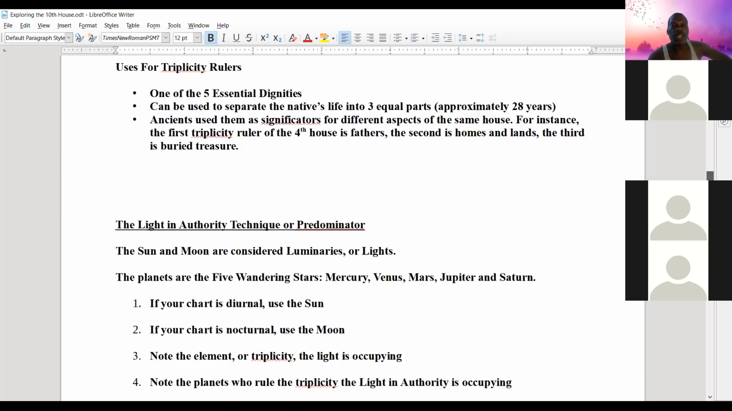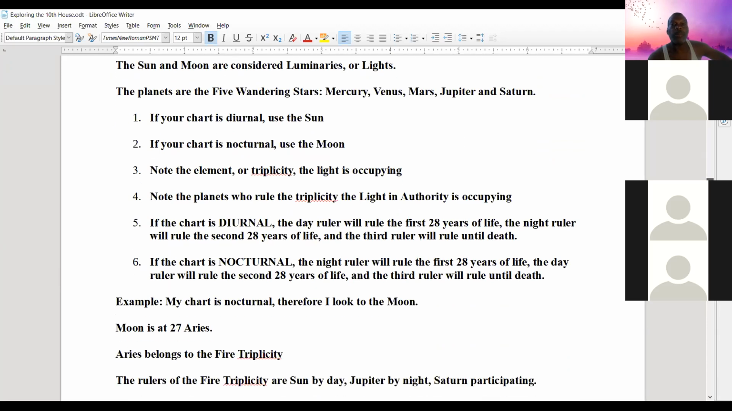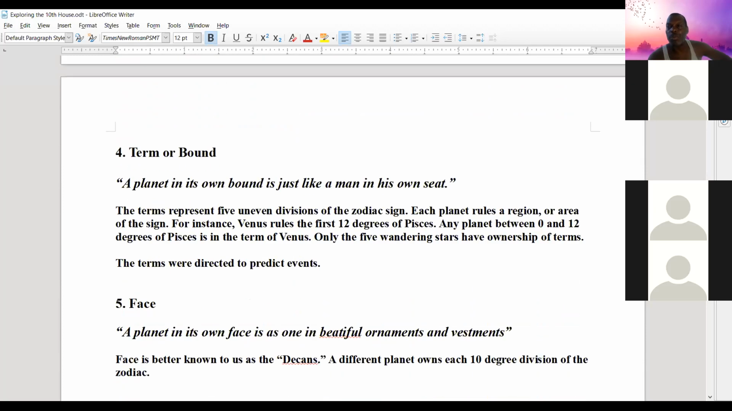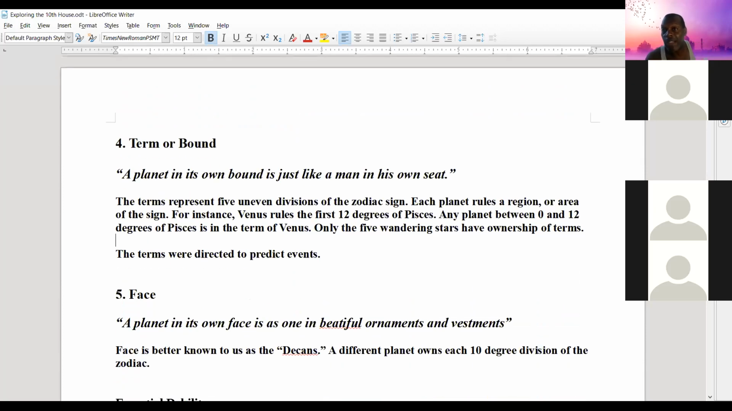All right, so we've talked about the triplicity rulers. We've learned the predominator or light and authority technique. What we would have done if we were doing the actual predominator technique is look at the ruler of the moon. If you remember from last week, the moon is one of the main significators for the soul, and so is the planet who rules the sign that the moon is in. So these two techniques are connected, although they're not exactly the same.